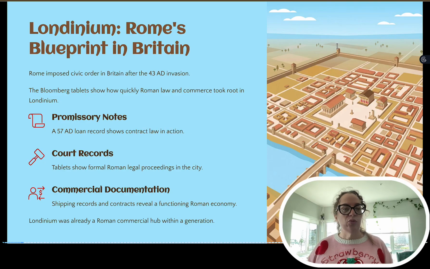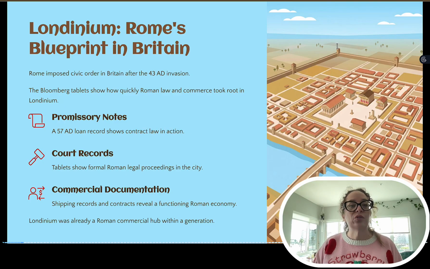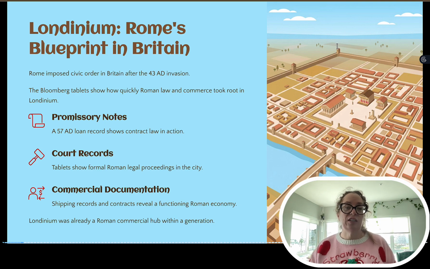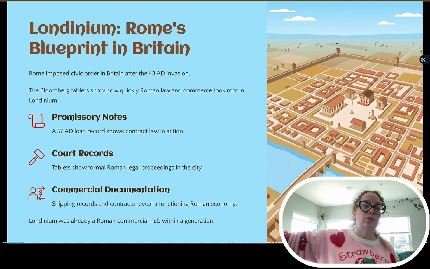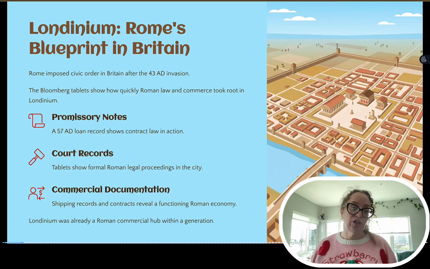So what they found on these tablets was, for instance, a promissory note dated January 8th, 57 AD, which was only 14 years after the Romans invaded. So only 14 years in, a businessman in Londinium was lending money to another businessman under written contract law, creating legally enforceable records of debt with the date, the amount, the names of the parties, the terms of the repayment. Less than a generation, only 14 years after the Roman legions arrived, people in London were doing written commercial transactions under Roman legal procedure. The Romans were great at what they did, which was organization.